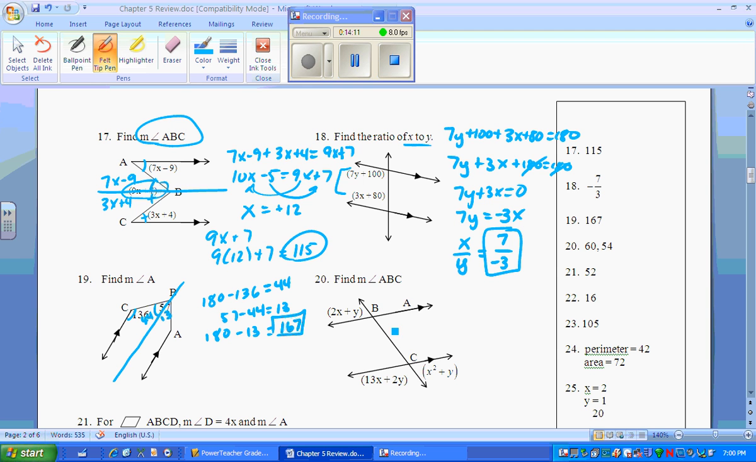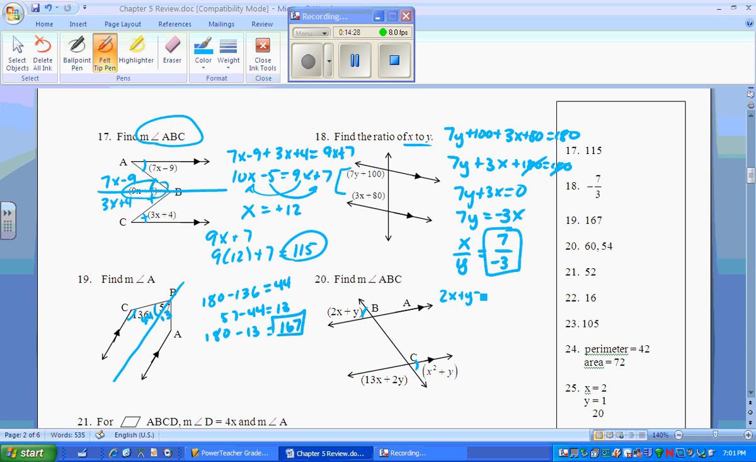Number 20 is a lot more challenging. I'm going to help you out here. You see x, you see y, x, y, so you know it's a system, but then we got an x squared and a y. So it is a system, but it's a challenging system. The only way we can do this is set these two equal because they're alternating exterior.